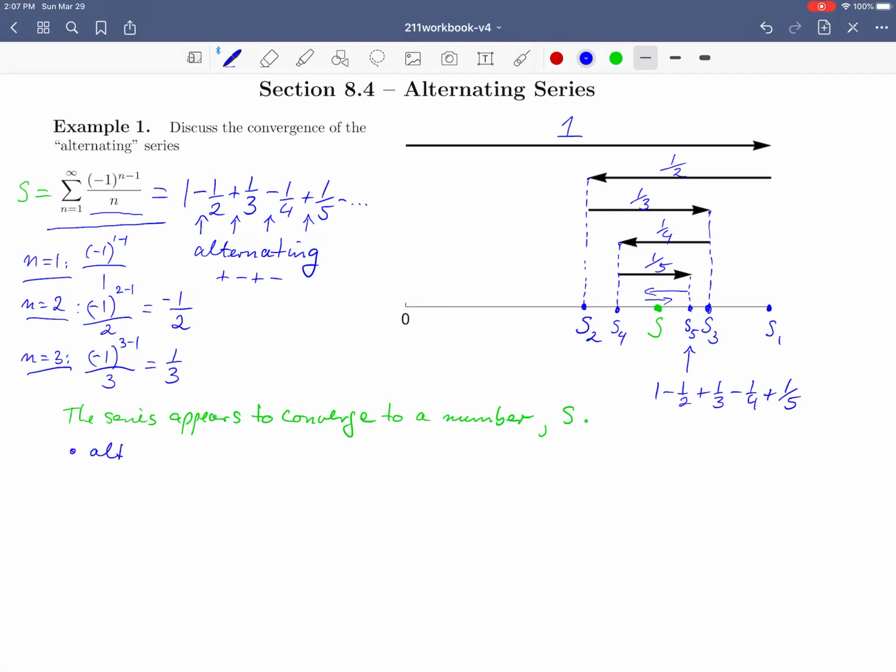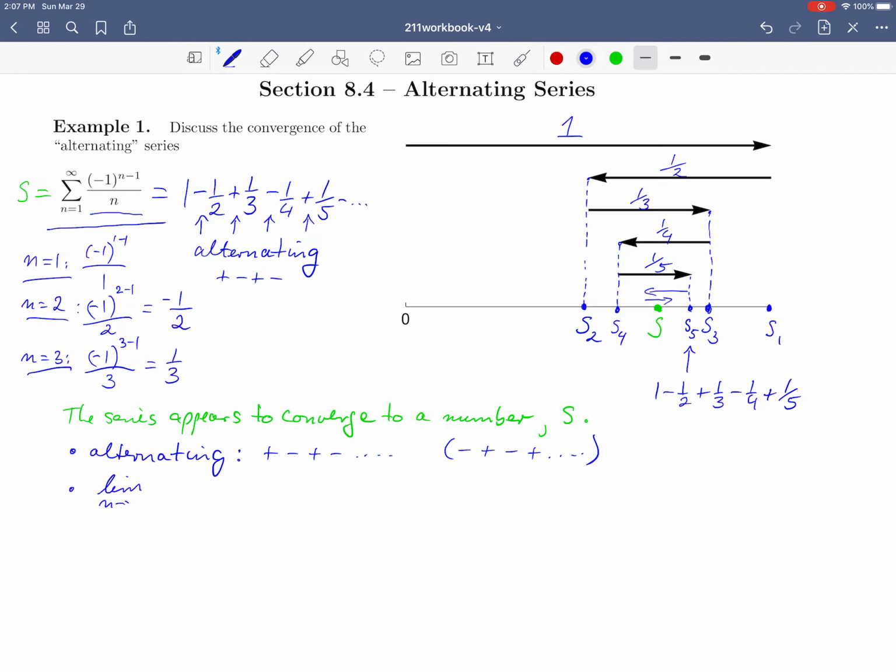So this series that you're looking at here, it has really three important properties. So first of all, it's alternating. And so alternating means it goes positive, negative, and so on. It could also go negative, positive, and so on, but in this case, it starts positive.